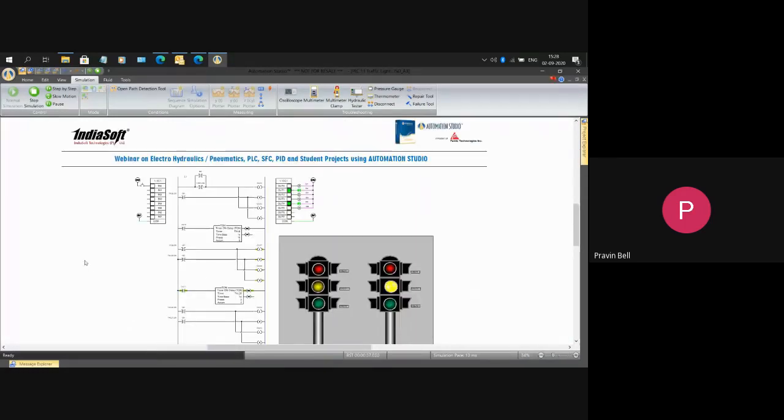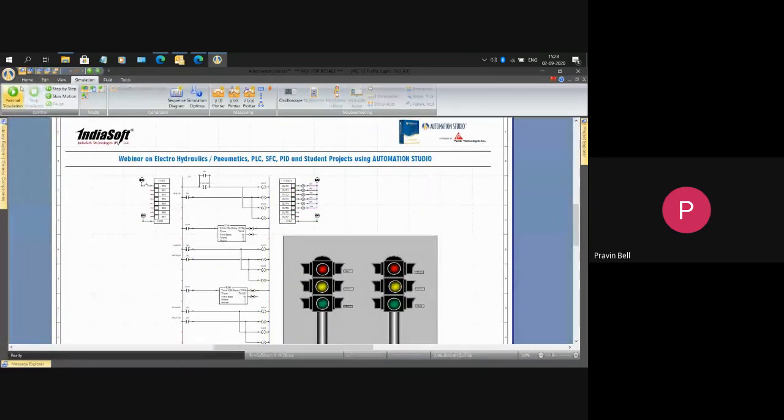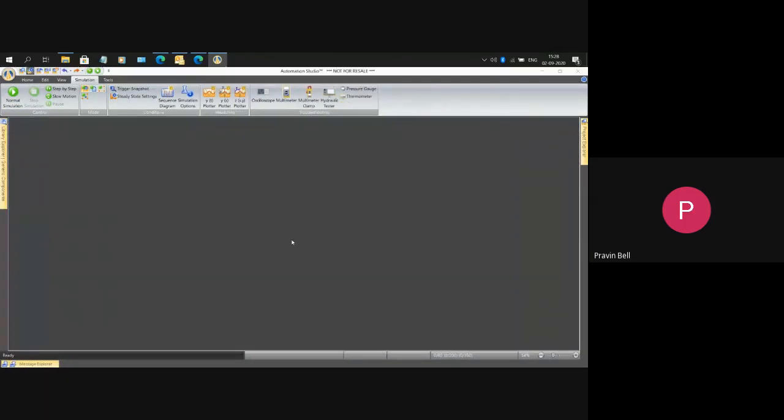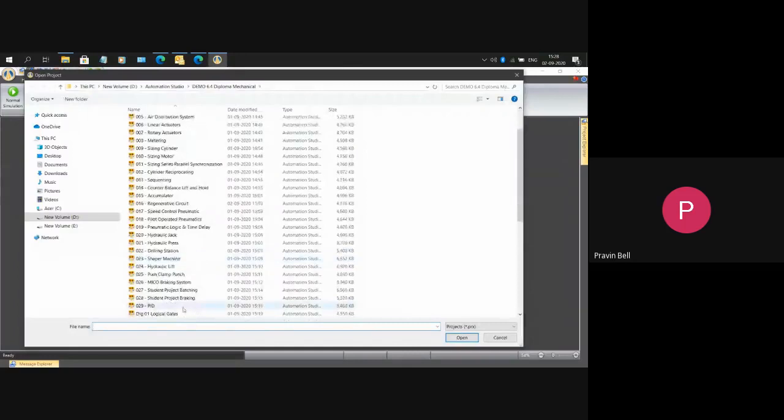So there is no hydraulics, no pneumatics here. It is just an animation controlled by a real PLC. And we also have a washing machine. I've seen a practical somewhere.